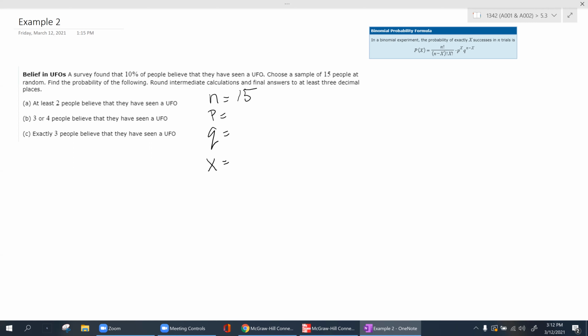My P is going to be the probability given, the percentage. And it's not going to be 10, because we've said before, we do not like using percentages as is. We need to take 10 and divide that by 100. And what's that decimal? 0.10. And we know Q is just 1 minus P, which is 1 minus 0.10, which is 0.90.